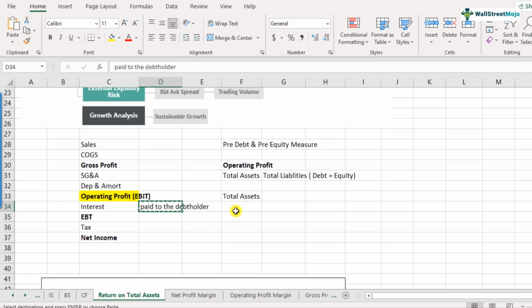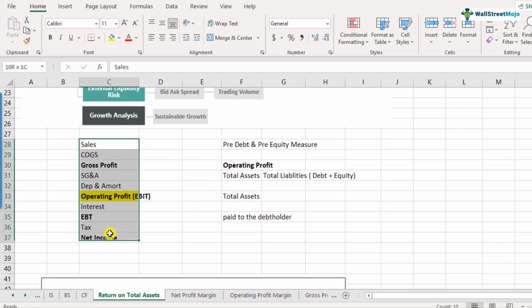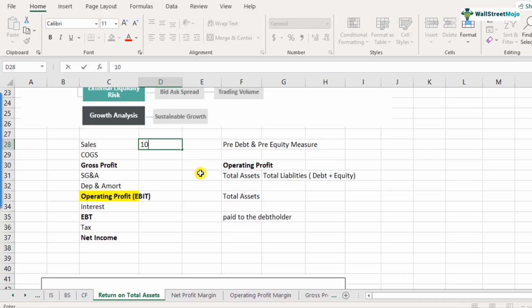I'll use the same income statement format that we have here. Let's take a hypothetical example. Sales is 1000, cost of goods sold is 300. So we get the gross profit as sales minus cost of goods sold. Selling, general and admin expense, let's say it is 200. Depreciation and amortization expense, let's say it is 300. So the operating profit will be 700 minus 200 minus 300. That comes out to be 200, right?